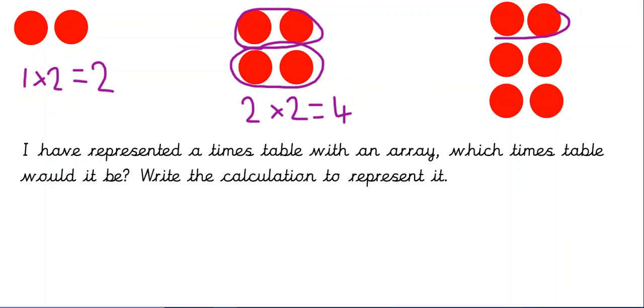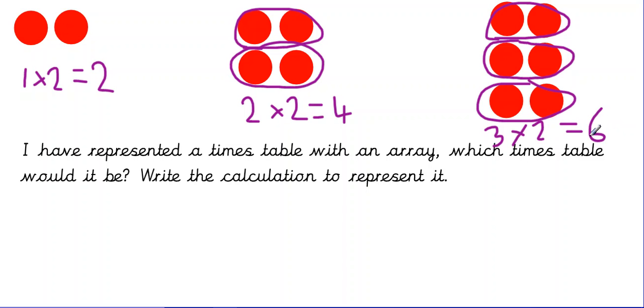Here, I have got another extra group of 2. So I have got 3 groups of 2. So I'm going to do 3 multiplied by 2, 6. Okay, because if I add them all up, 1, 2, 3, 4, 5, 6, I've got 6 altogether. Okay, so if I write the answers in a sequence, I've got 2, then 4, then 6.